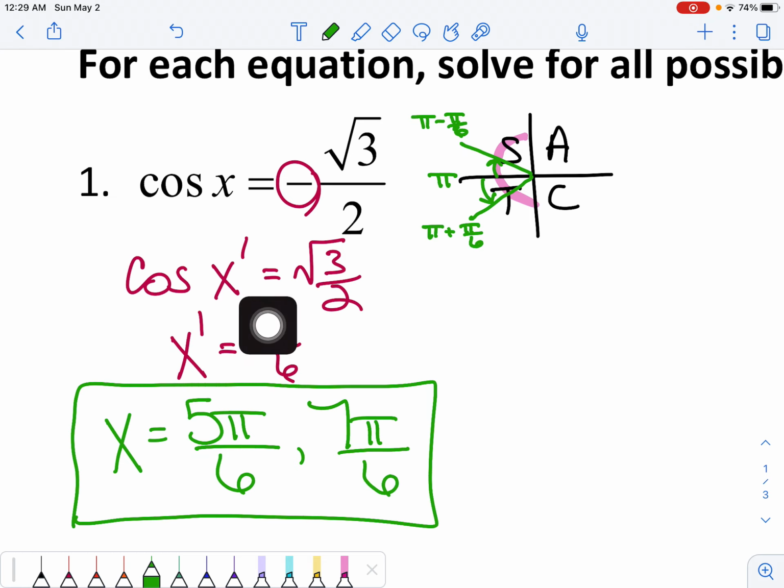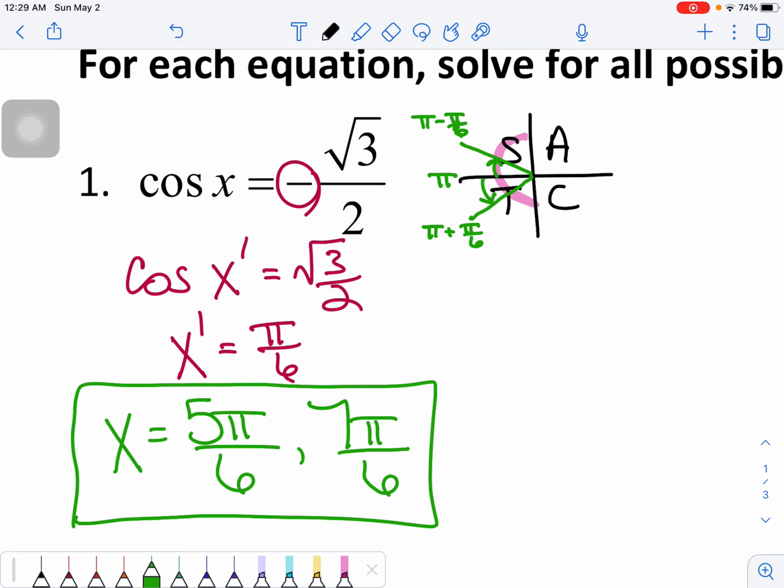If you did cosine of 7 pi over 6, you would get negative 3 pi over 2. Okay, so that's problem number 1. And this is basically what we're going to be doing for all of these solving. Some of them are a little bit more detailed or a little bit more complex than this, but this is kind of the basic breakdown.